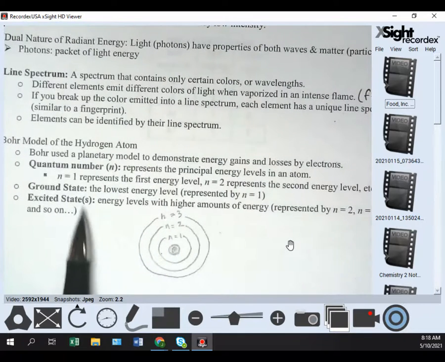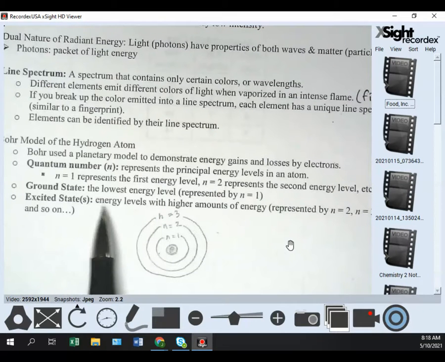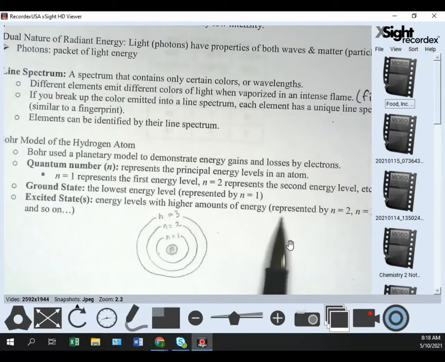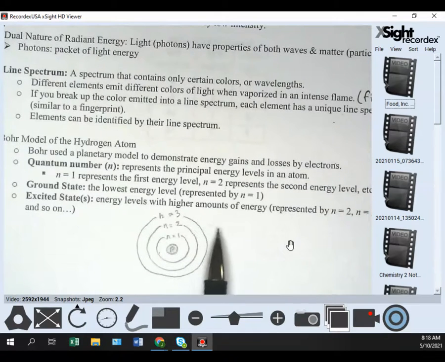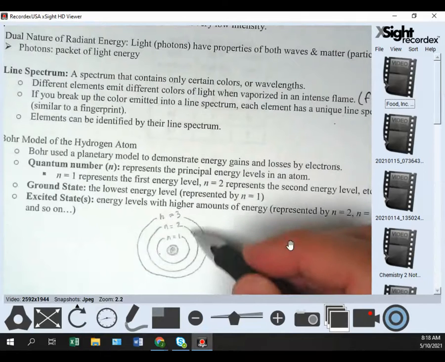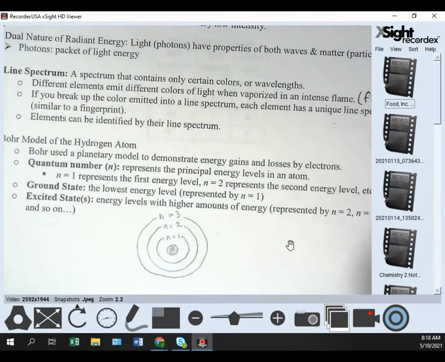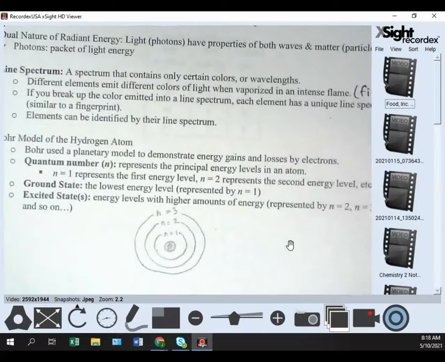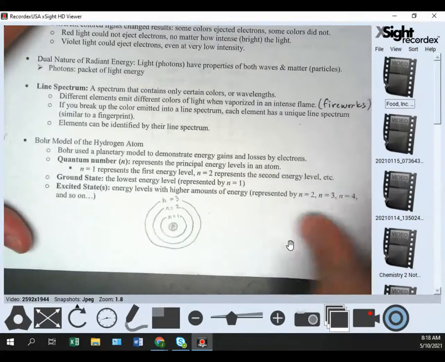And then if electrons are in an excited state, excited states would be energy levels with higher amounts of energy, represented by N equals 2, N equals 3, N equals 4, and so on. So to simplify things, we're just going to call ground state the n equals 1, and then all the other energy levels would be considered excited states. Okay? You good with that? Okay.